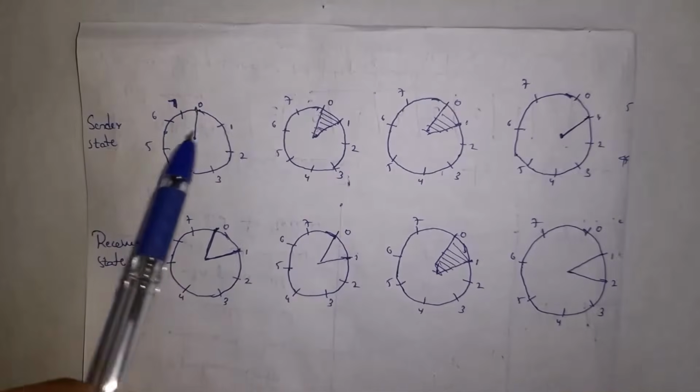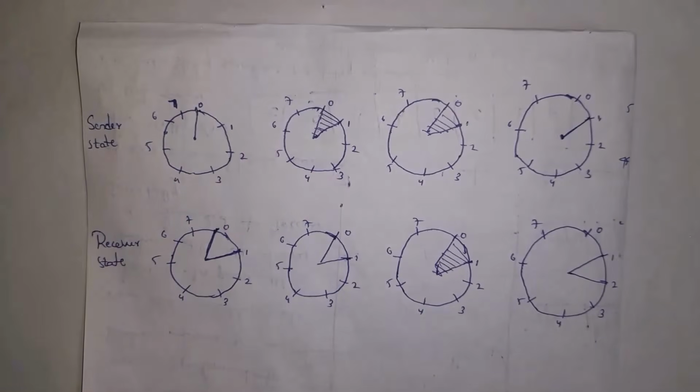Again the same process will continue for frame 1. The same process will continue until all frames are successfully reached to receiver. This is all about one-bit sliding window protocol.